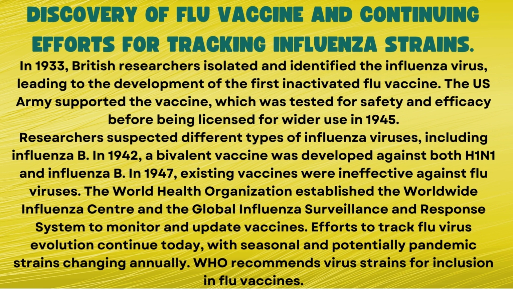In 1942, a bivalent vaccine was developed against both H1N1 and influenza B. In 1947, existing vaccines were ineffective against flu viruses. The World Health Organization established the Worldwide Influenza Center and the Global Influenza Surveillance and Response System to monitor and update vaccines. Efforts to track flu virus evolution continue today, with seasonal and potentially pandemic strains changing annually. Who recommends virus strains for inclusion in flu vaccines?